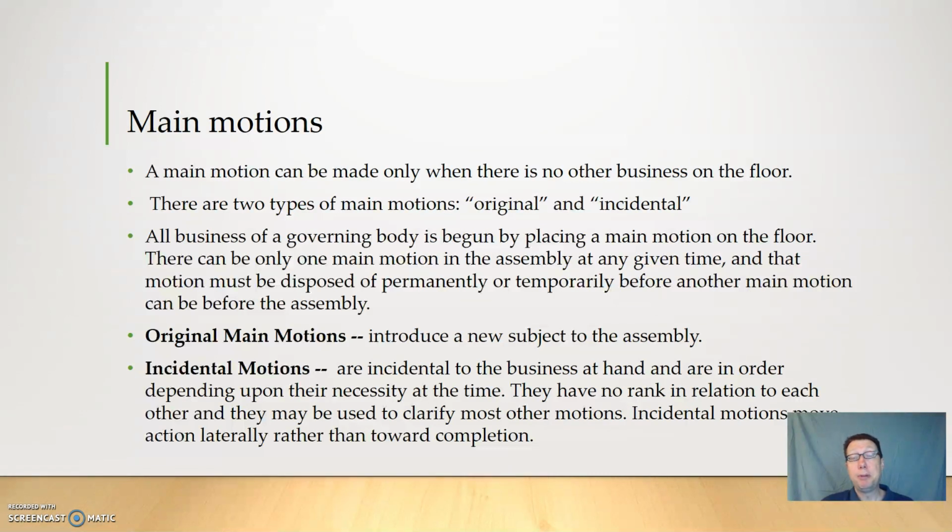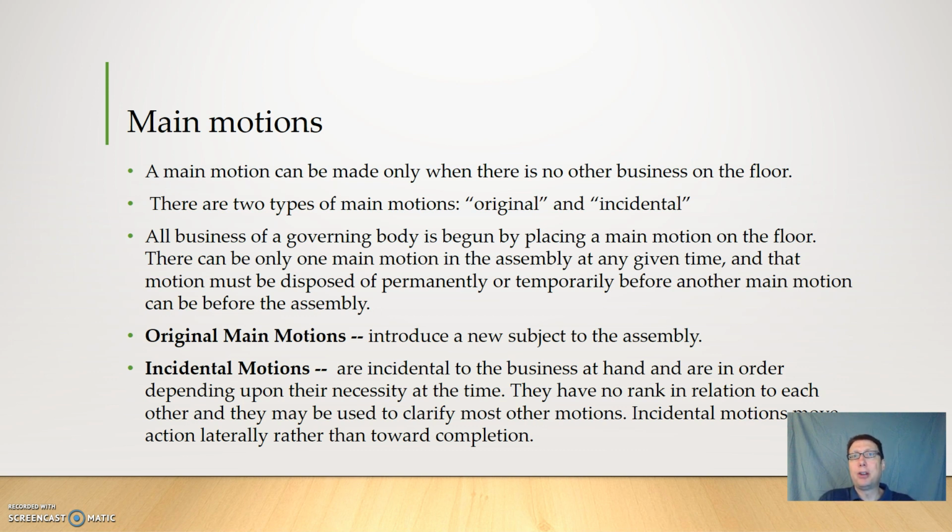So this is to help keep people focused, keep people clear, and to move in a linear way from business to business. Original main motions introduce a new subject to an assembly. So if you're at a session meeting and nothing's on the floor, then someone can say, I move that we add a second worship service.